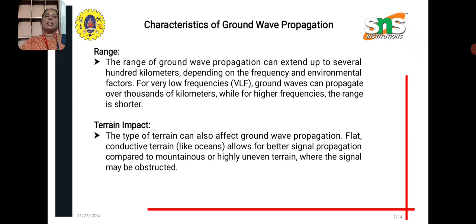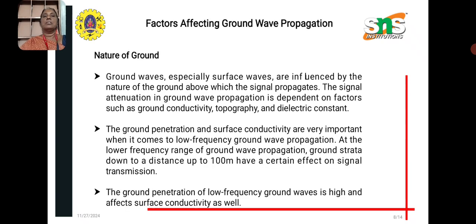First, conductive terrain allows for better propagation, whereas in mountainous or highly uneven terrain the signal may be obstructed. The nature of ground waves, especially surface waves, is influenced by the nature of the ground above which the signal propagates. Ground penetration and surface conductivity are very important when it comes to low frequency ground wave propagation. The ground penetration at low frequency is high and affects surface conductivity as well.